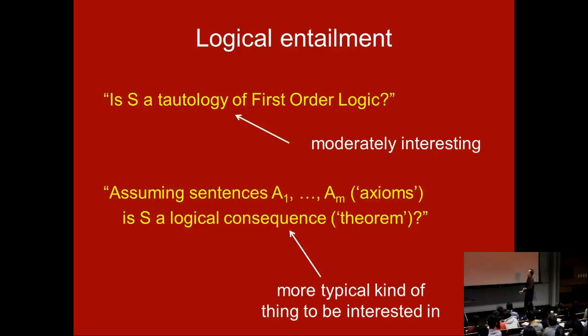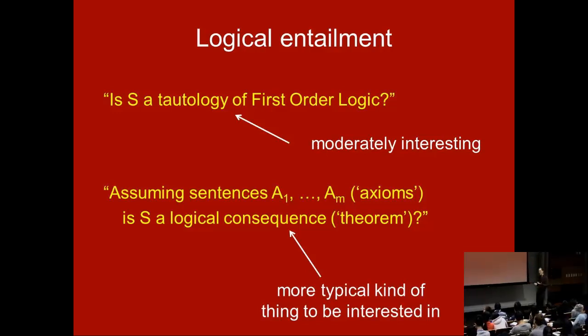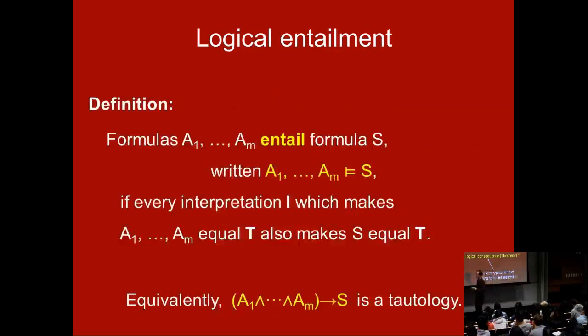OK. One more thing to define. It's sort of the same as in propositional logic: logical entailment. Just asking whether a sentence is a tautology or not is sort of interesting, but usually you do a slightly different thing. You say, let's say I assume some sentences A1 through AM as axioms, and I want to know, is S a logical consequence of them? That's a more typical thing you use first order logic for.